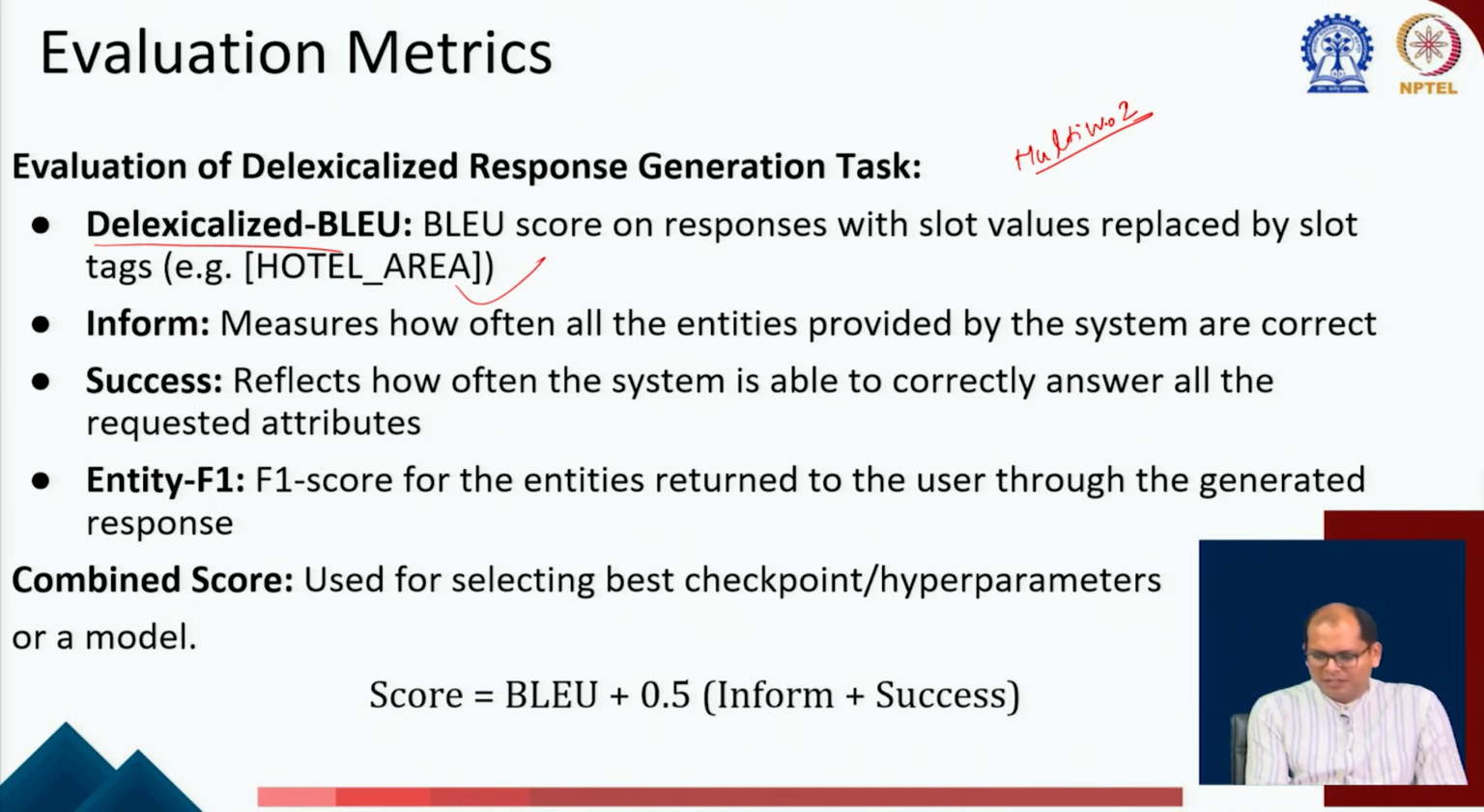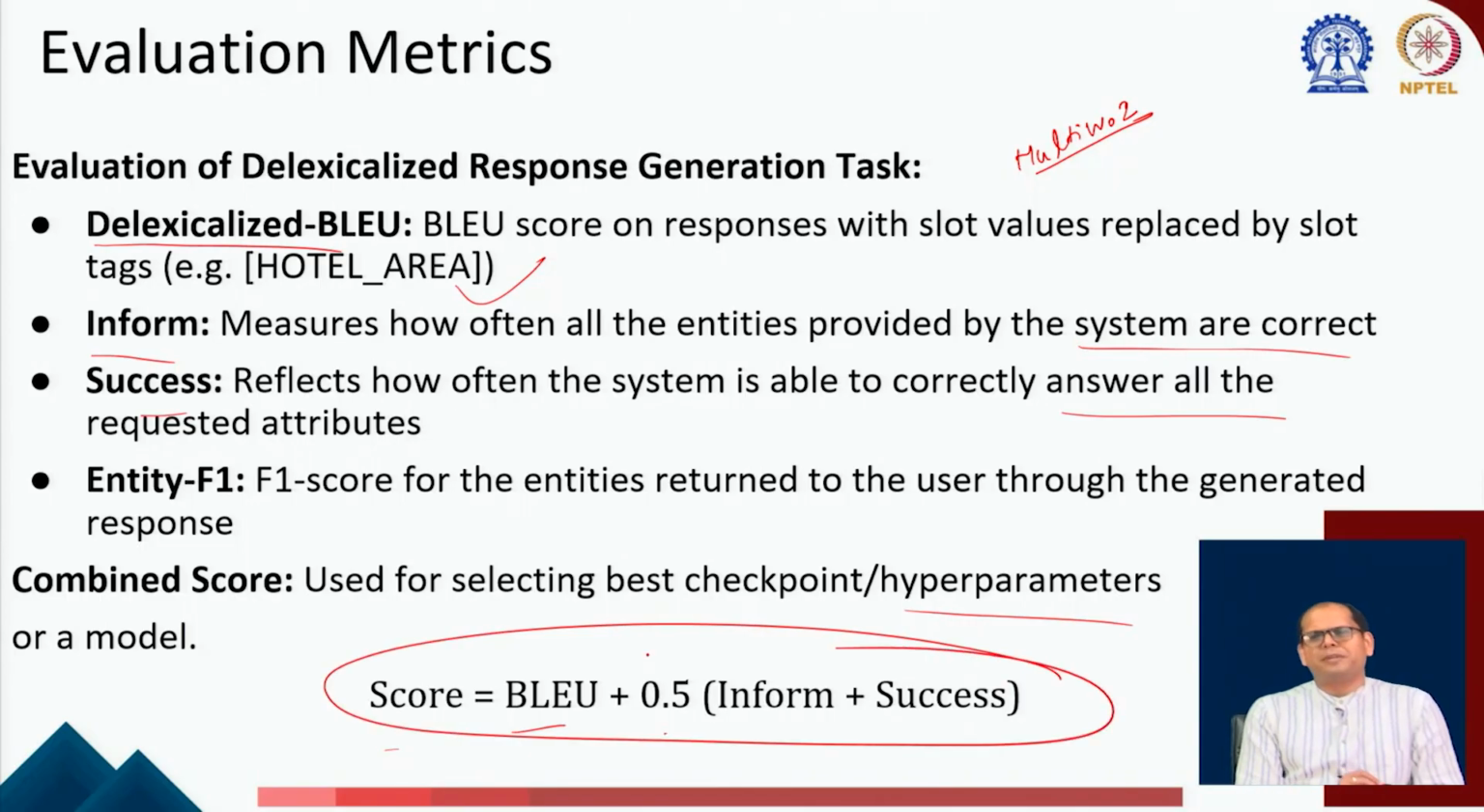So, this is one thing. Then inform, that is how often the entities provided by the system are actually correct. That is one measure. Success, whether the system is able to correctly answer all the attributes, and the entity F1. So, whatever entities the system has returned, what is the F1 score? And typically for hyperparameter tuning, you use a combined score like BLEU plus 0.5 times inform plus success. So, you want a particular hyperparameter setting that will give you the maximum score.